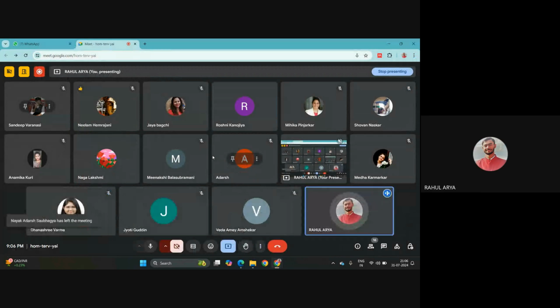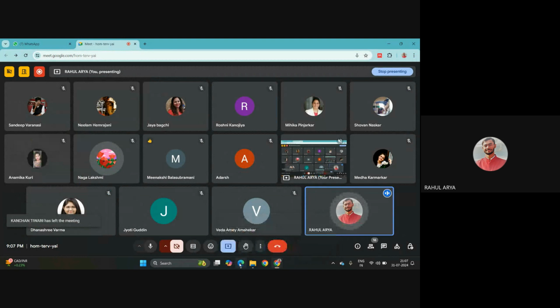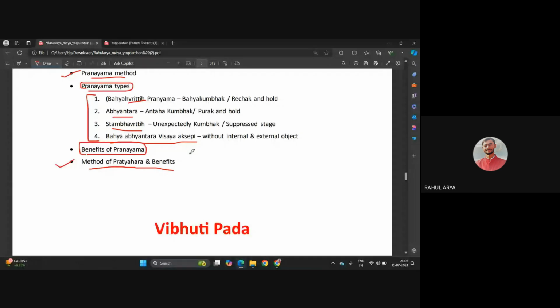Because today it is an introduction class. I will teach all the sutras in very much detail, okay? So be patient, don't worry. Maybe because it is the first time you are reading in so much detail, maybe you are confused.